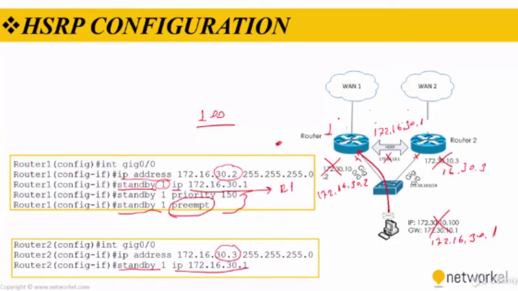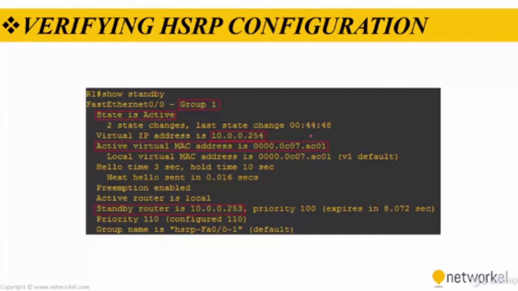For example, if this router fails, this guy will be the active one. But when this router is back, this guy will be standby again and router 1 will be active because I configured the preemption.